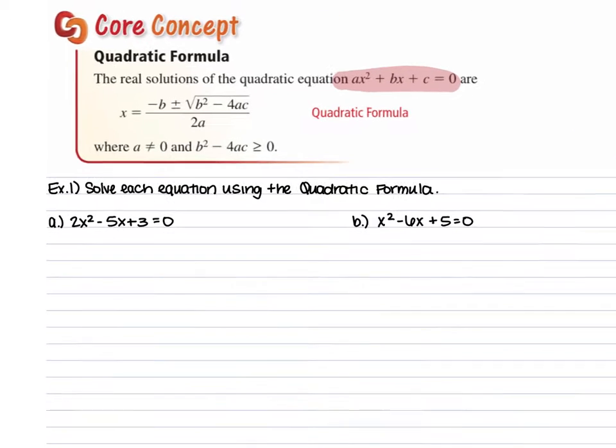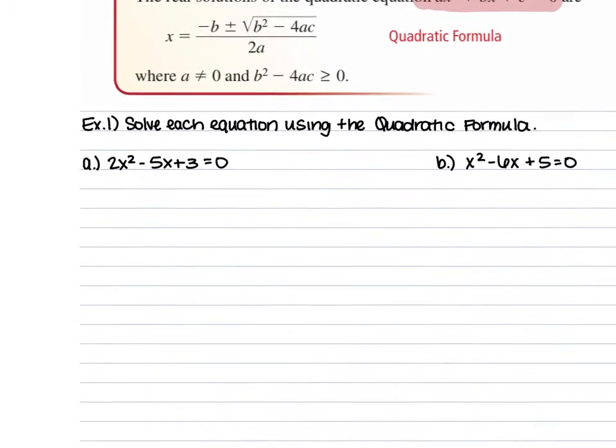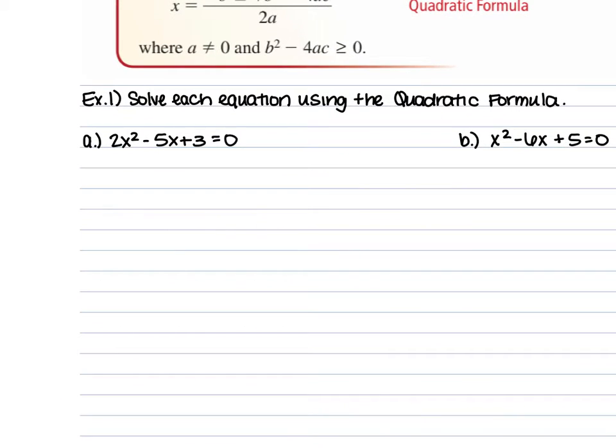For example 1, we're just solving each of these equations using the quadratic formula. For a, we're given 2x squared minus 5x plus 3 is equal to 0. So our a is 2, our b is negative 5, and our c is 3. You'll realize that the sign that's in front of each of these terms I keep with the term.